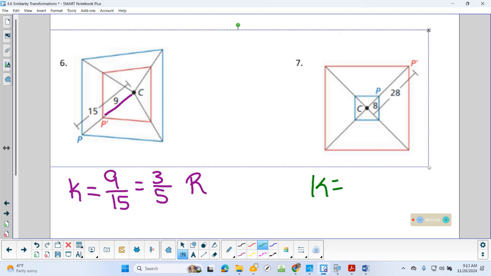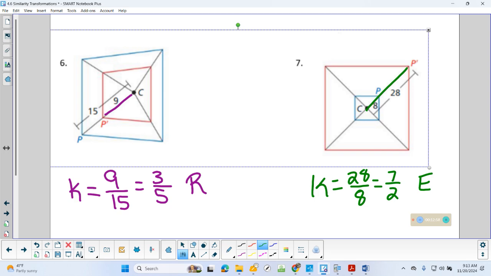All right, final one of these. Same question as always, 8 over 28 or 28 over 8? 28 over 8, to the prime first. Does that reduce? 7 over 2. Enlargement or reduction? Enlargement, because that's clearly over 1. That's about 3.5, 3.5 times the size. We got it. All right, any questions on those?